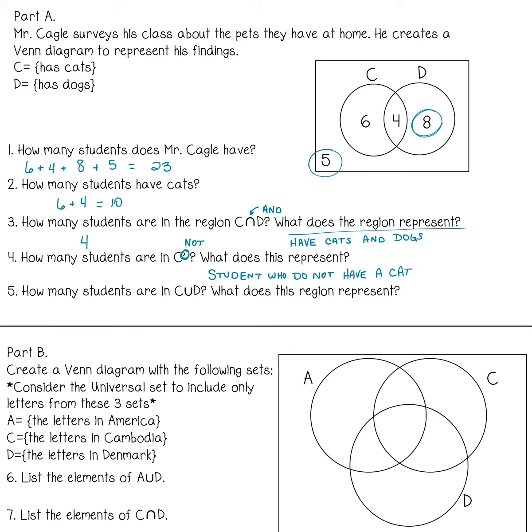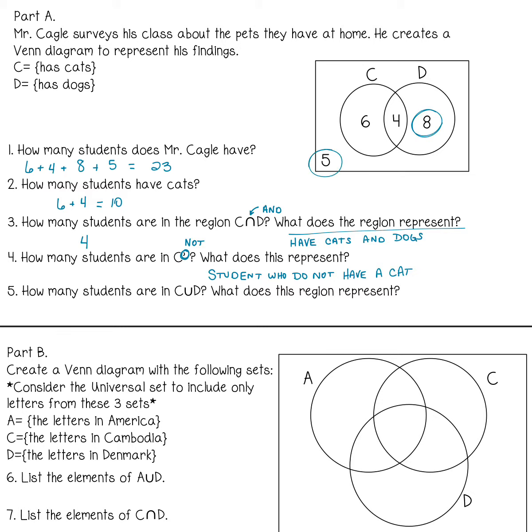The letter B, it's only Cambodia. The letter O, only Cambodia. But the letter D is shared by both. So B and O are only Cambodia. D, N, and K are only Denmark. I and C are in America and Cambodia. E and R are America and Denmark. D is Cambodia and Denmark. And the letters A and M are in America, Cambodia, and Denmark.